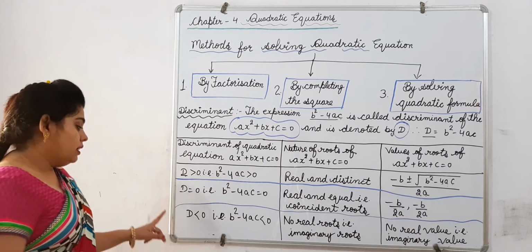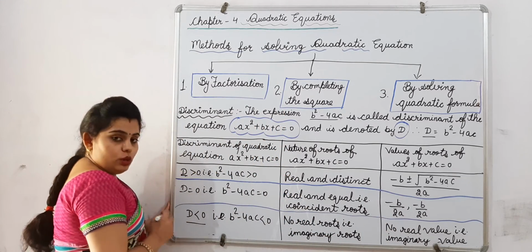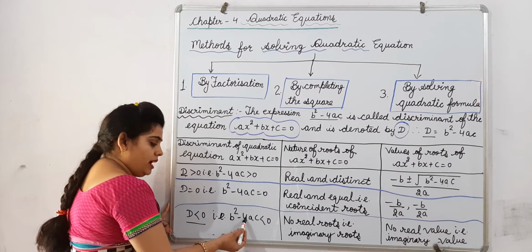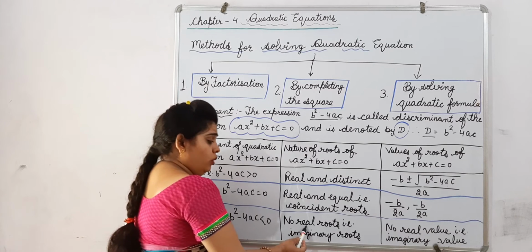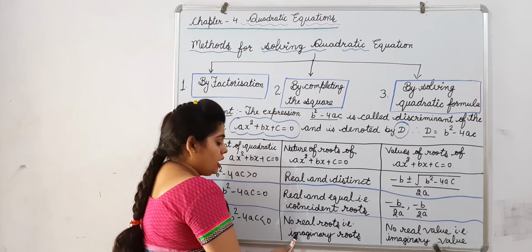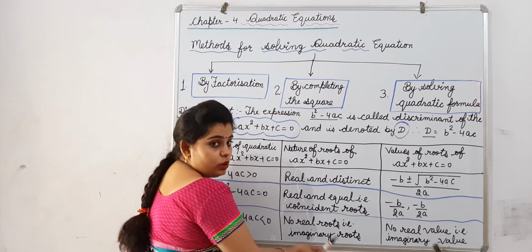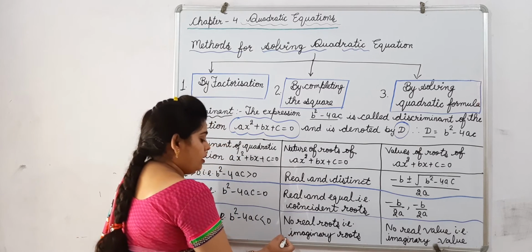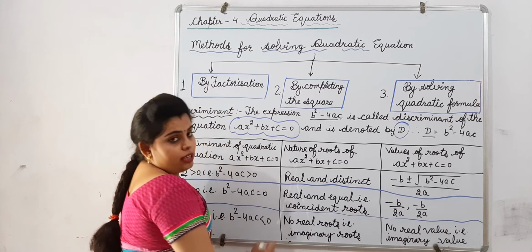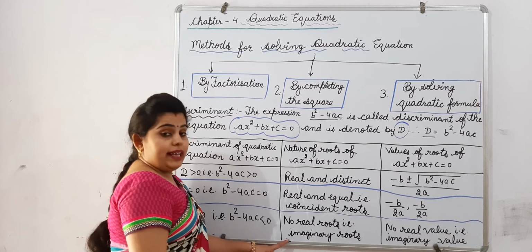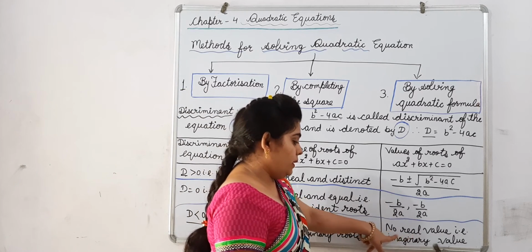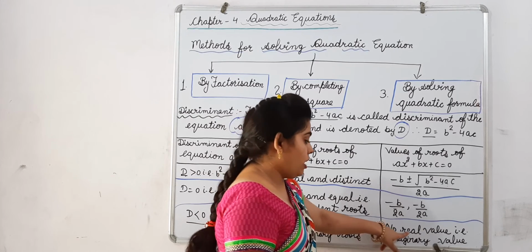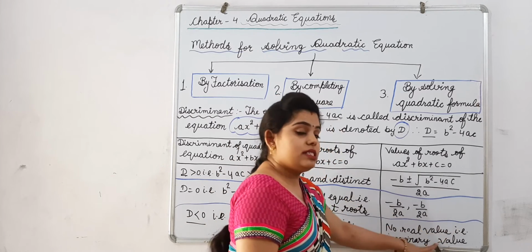In the third case, if the discriminant is less than 0, that is b square minus 4ac is less than 0, then no real roots will be there, that is, the equation has imaginary roots. This concept we will study in our 11th class also, in the complex number chapter. The roots will not have any real value, that is, they will have imaginary values.